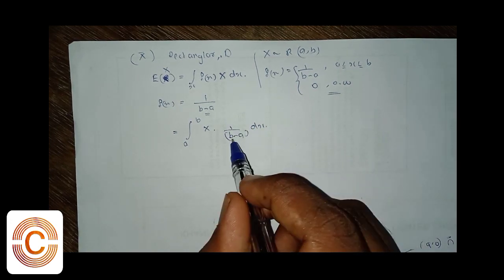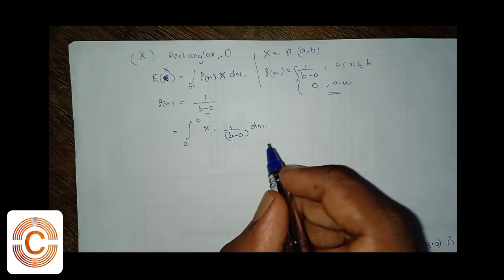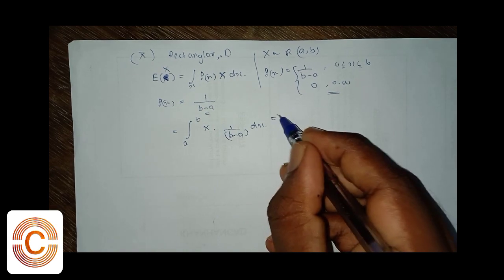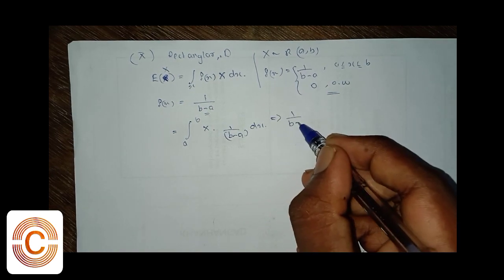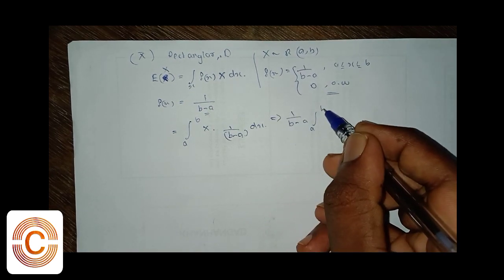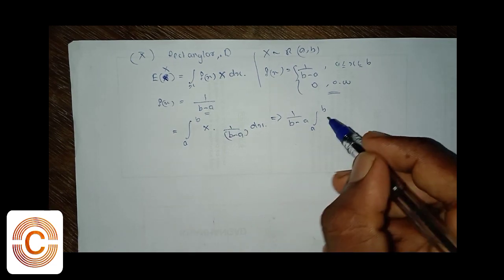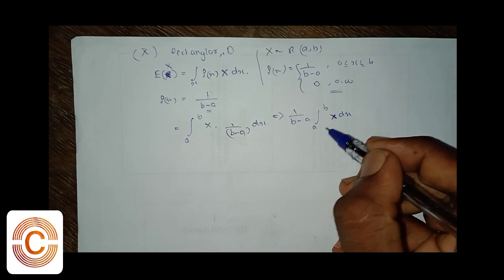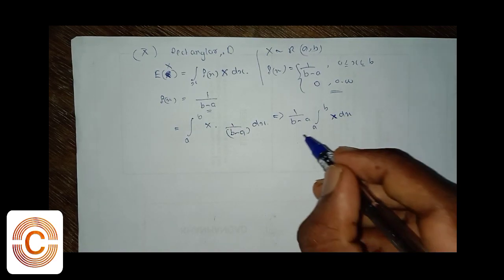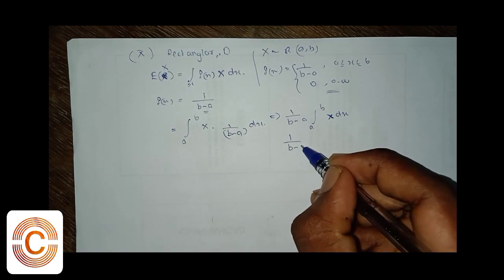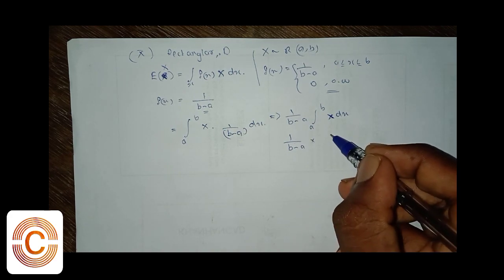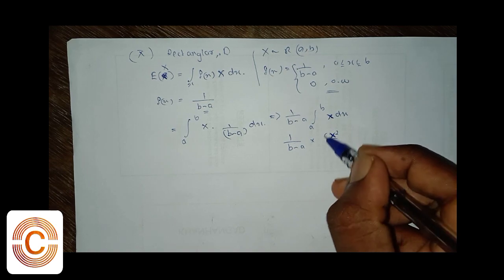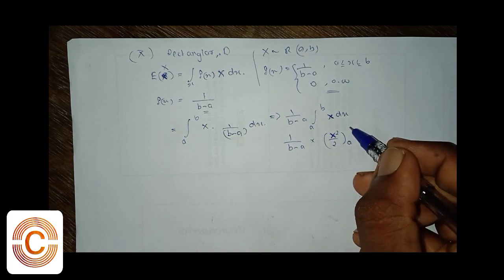And note here that b minus a is a parameter or a constant, so we can take this constant outside of the integral. Then it will become 1 divided by b minus a into the integral from a to b of x dx. So the integral of x dx is x square divided by 2. It means 1 divided by b minus a into x square divided by 2, with the lower limit a and the upper limit b.